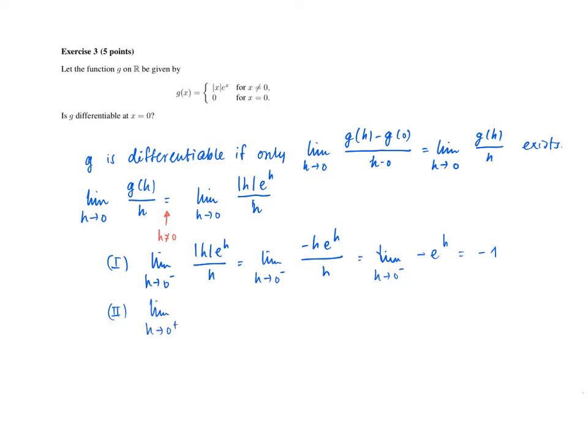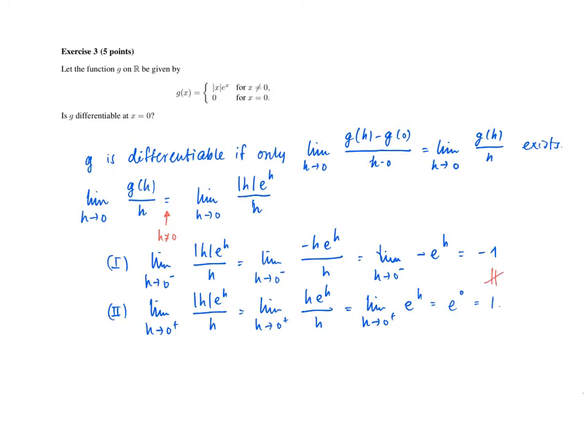The second case, we let h go down to 0, which means that h is positive. And if h is positive, we know the absolute value of h just equals h, divided by h. And now the terms h cancel here, we get simply e to the power h, which equals in the limit e to the power 0, which is 1.